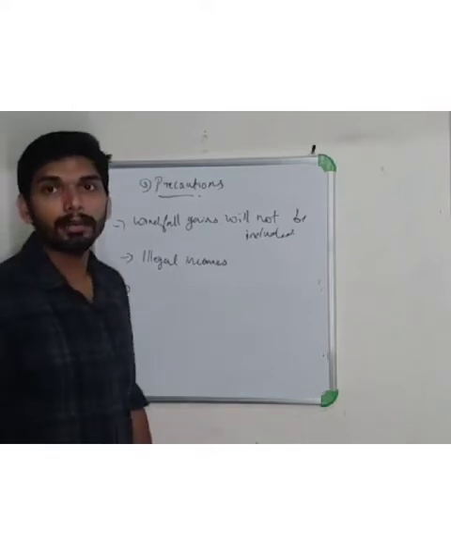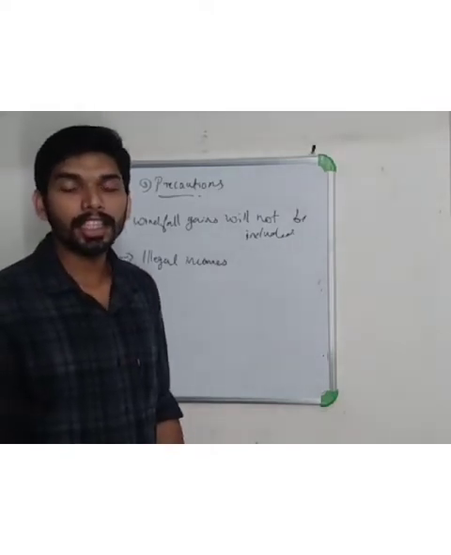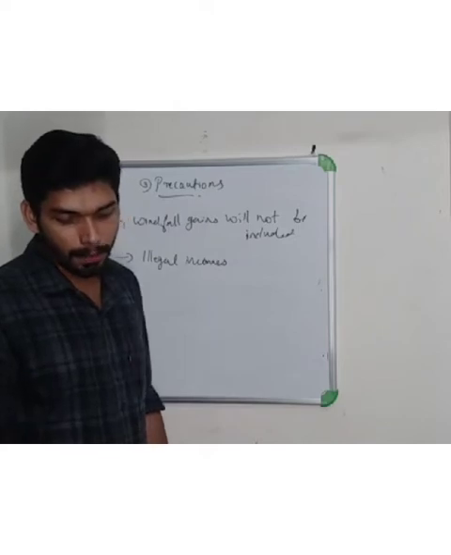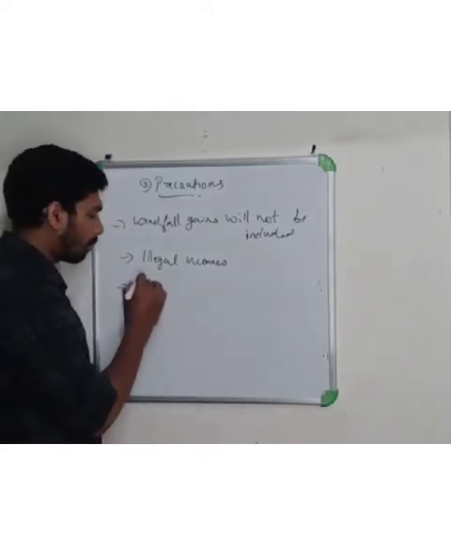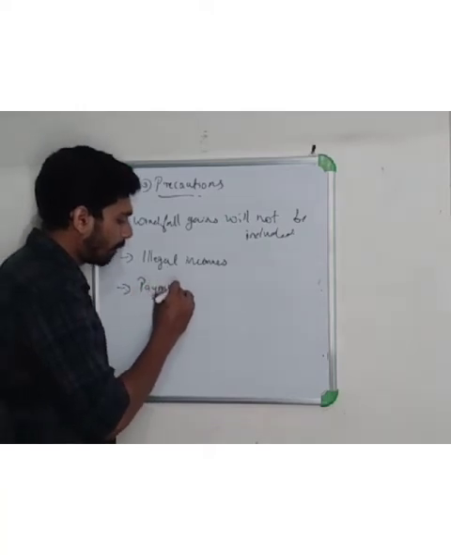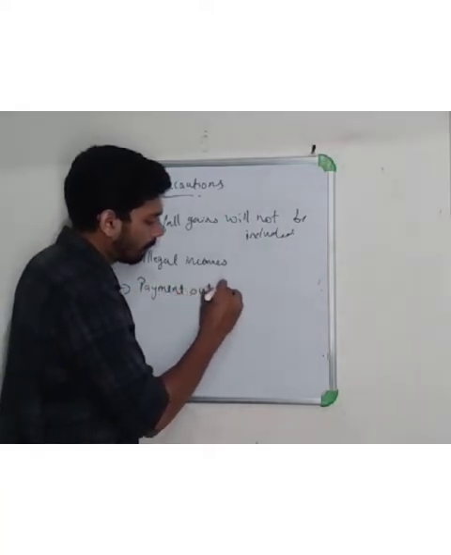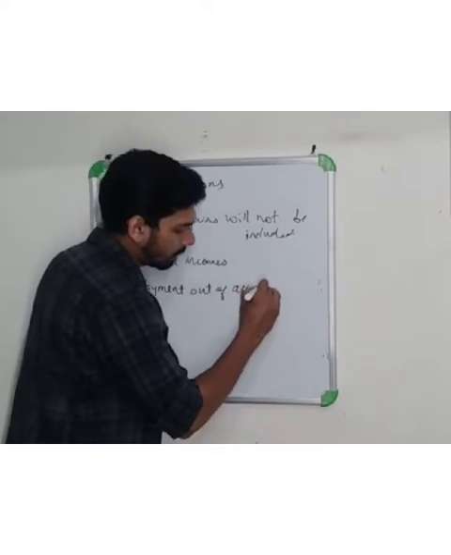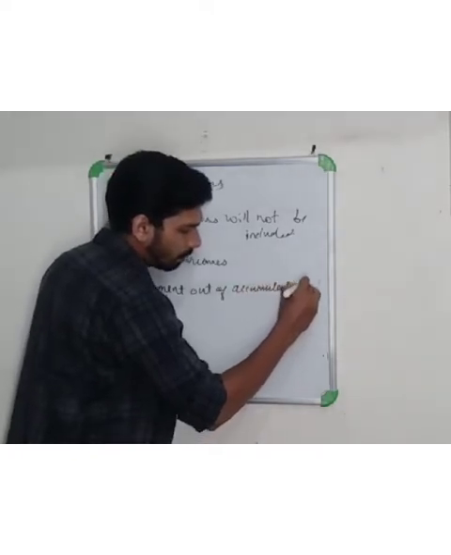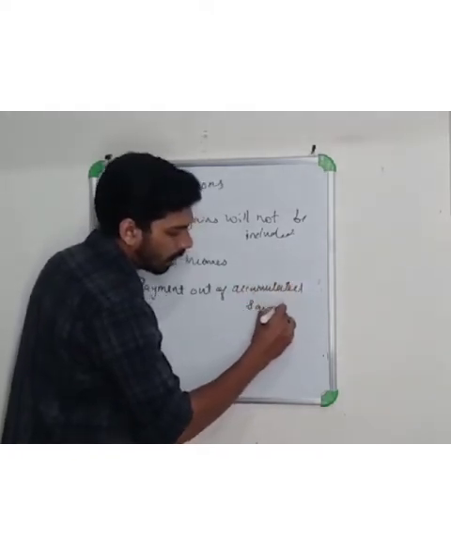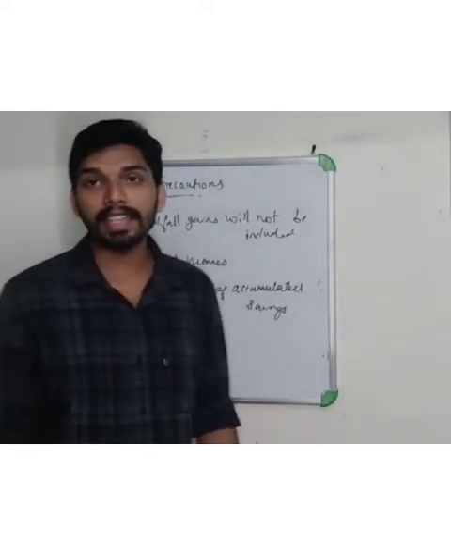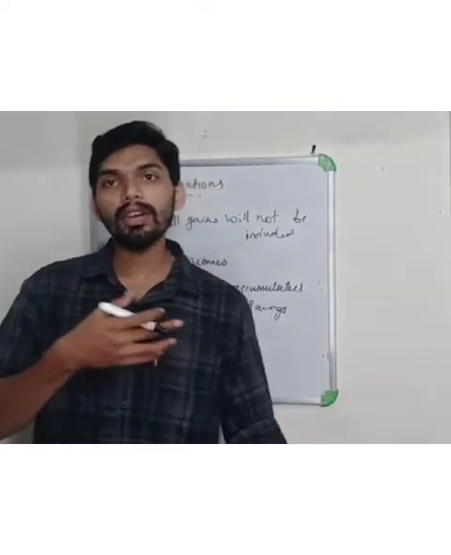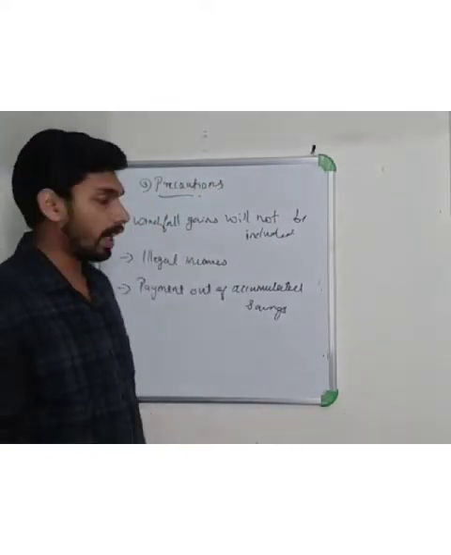Then, another important thing is payments out of accumulated savings. Payments out of accumulated savings are also excluded, that is, gift taxes and wealth taxes. Those things are also excluded. Then indirect taxes.